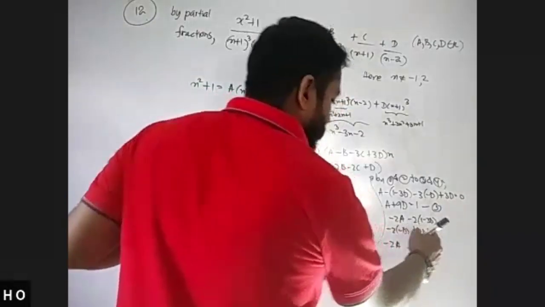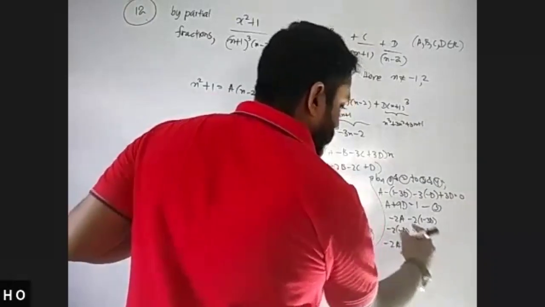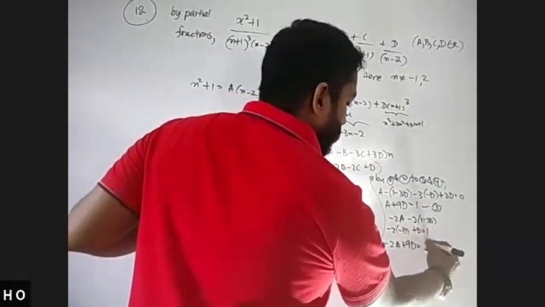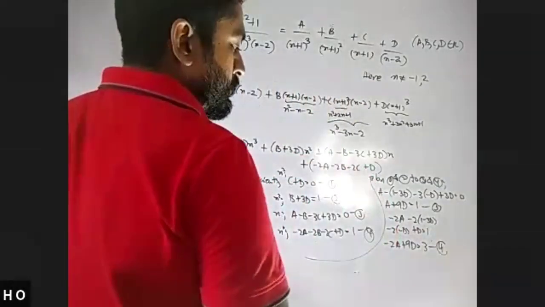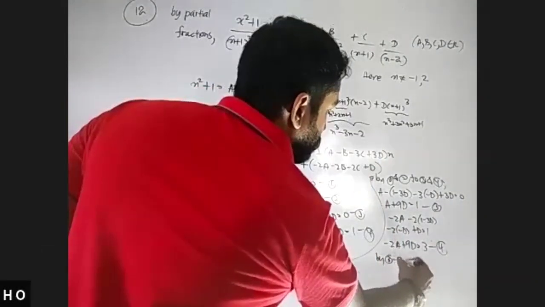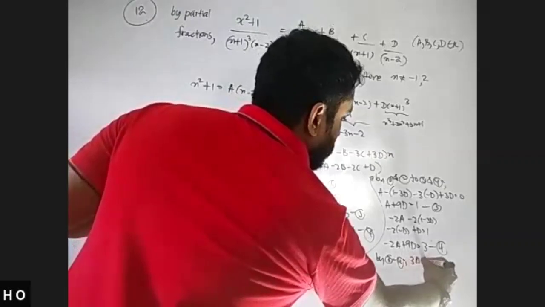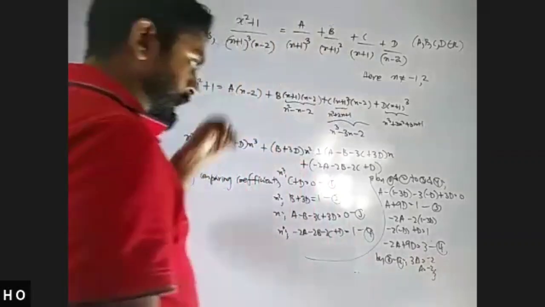Then plus 6D plus 2D, plus 8D plus 9D equals minus 2 and plus 1 plus 3. That is 4. You can right away go for A by 3 minus 4. You can say 3A is going to be minus 2. A is going to be minus 2 by 3.